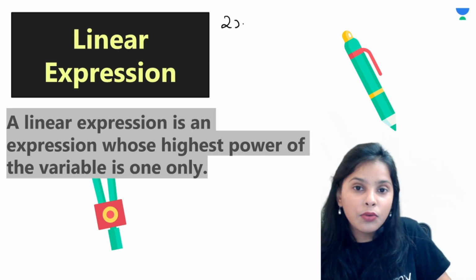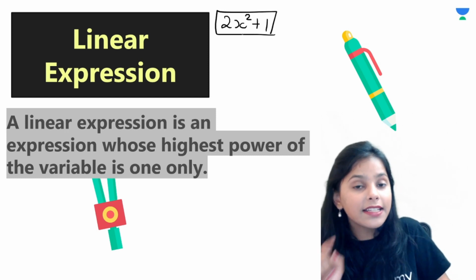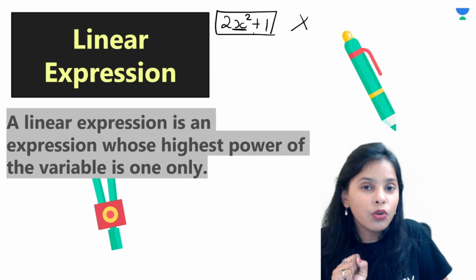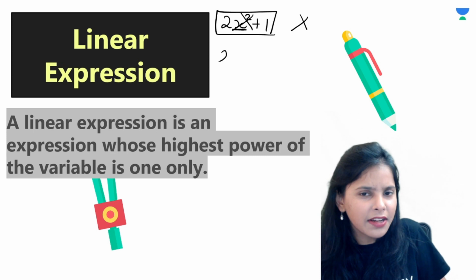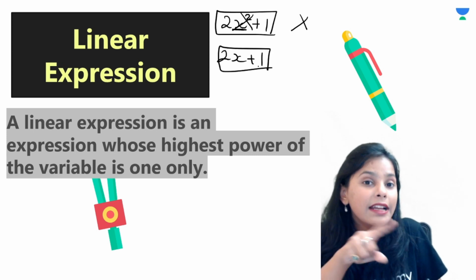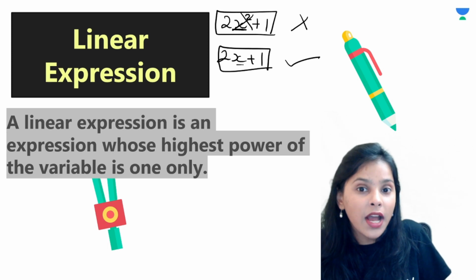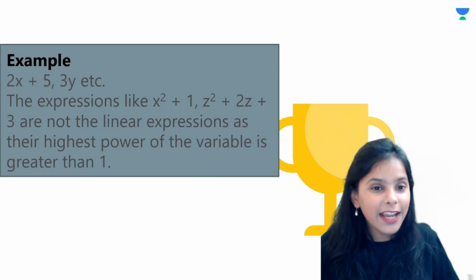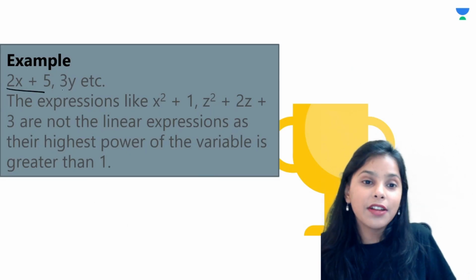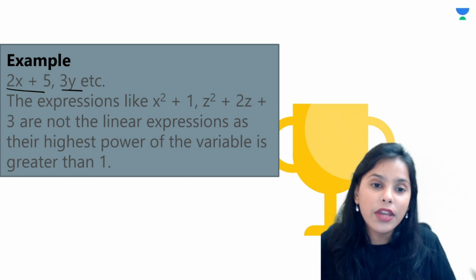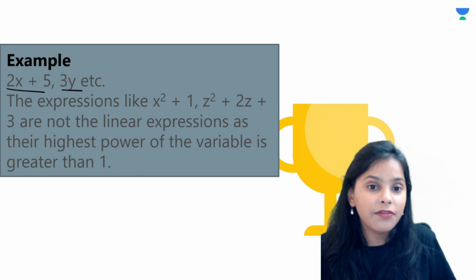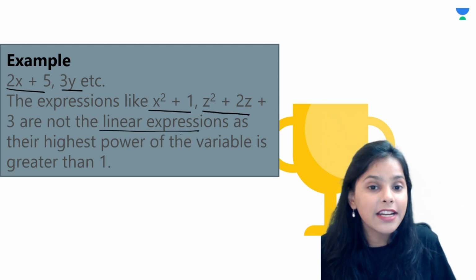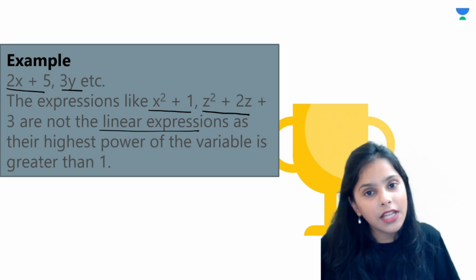For example, 2x square plus of 1. So can I say it is linear expression? Not at all. Why? Because the variable has power 2. So it is not. So if I write 2x plus 1, can I call it a linear expression? Yes, of course. Why? Because the variable has power 1. Now moving ahead with the example part, 2x plus 5, 3y, etc. are the examples where you can say they are linear expressions. But if we have x square plus 1, z square plus 2z plus 3, they are not linear expressions as their highest power is greater than 1.